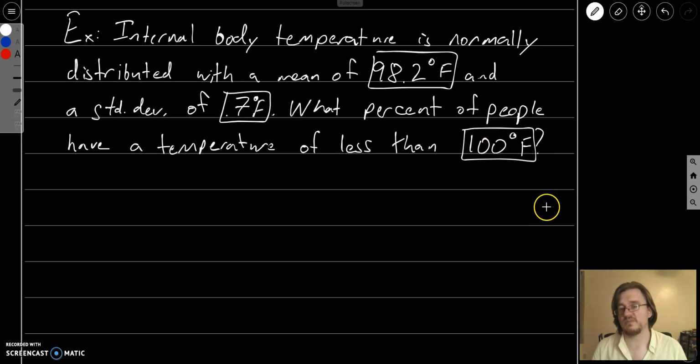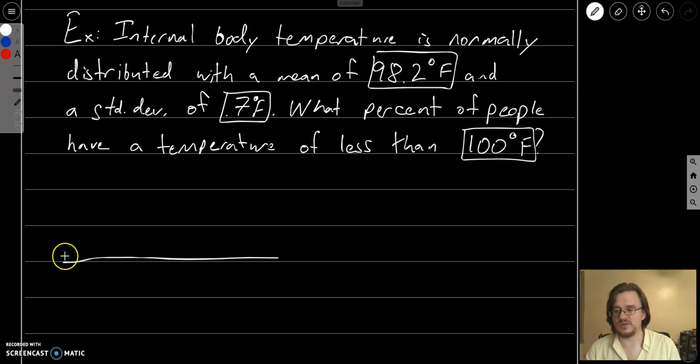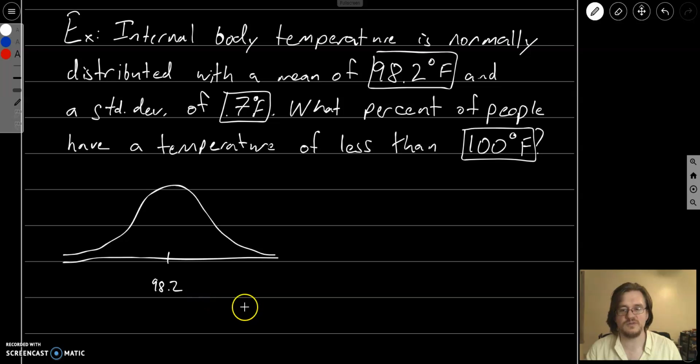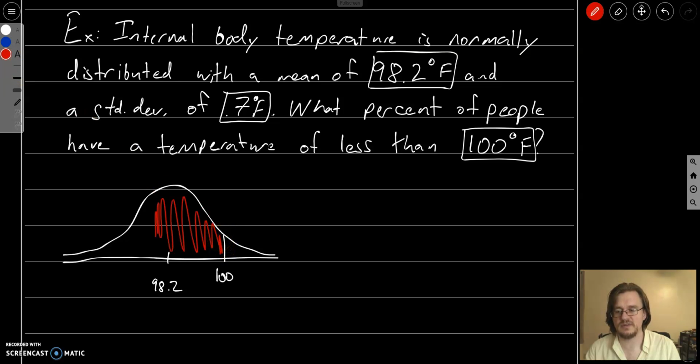So the question is, what percentage of people will have a temperature less than 100 degrees Fahrenheit? Or in other words, what is the probability that a randomly selected person will have a temperature less than 100 degrees Fahrenheit? So again, we'll draw a picture. I find that this is the most helpful thing for me. Our mean, our peak, is going to be 98.2. And we want to know the percentage of people that have a temperature less than 100 degrees Fahrenheit. So 100 will be somewhere over here.